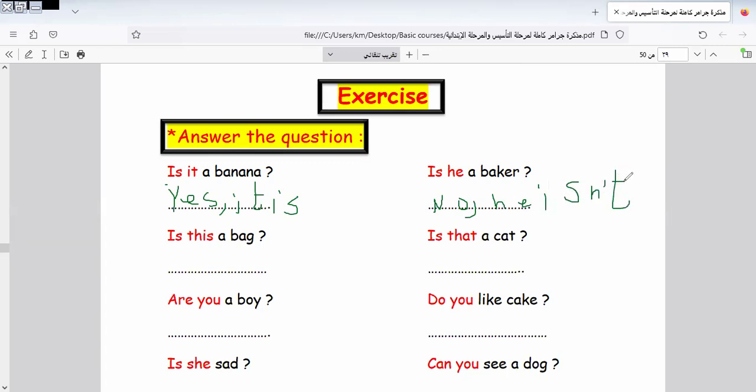I would like to answer like this so you can see when we use yes or when we use no. Okay. Here we have, is this a bag? You can say yes, it is. Or no, it isn't. You can say no, it isn't.